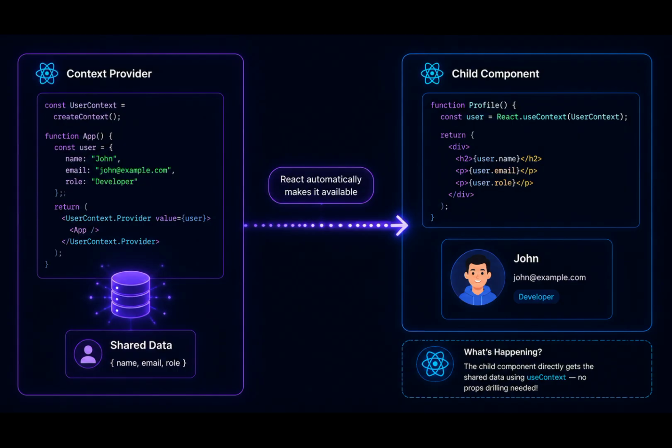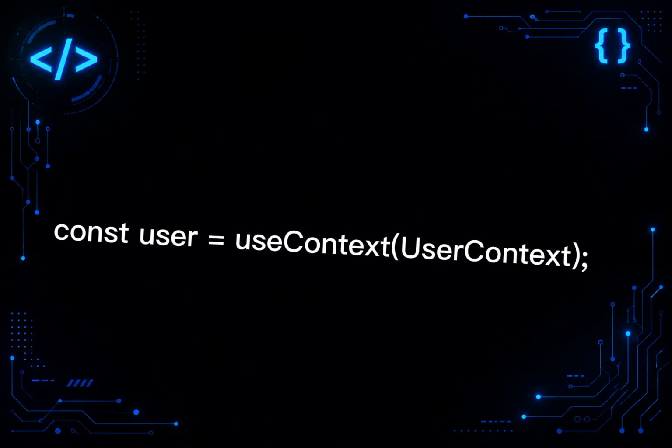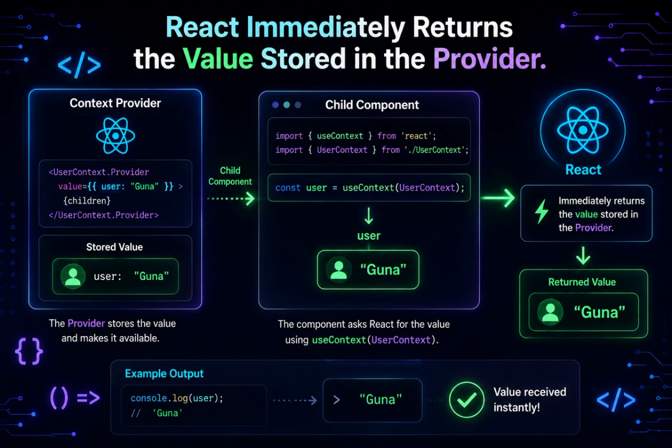Now imagine you are inside a child component. You want the shared data. Instead of receiving it through props, you simply ask React for it. That's exactly what useContext does. React immediately returns the value stored in the provider. So, user becomes Guna. That's it. No prop drilling, no passing props through every component.